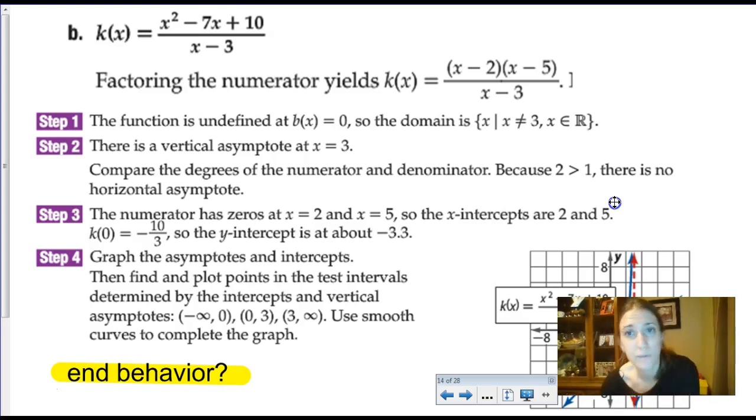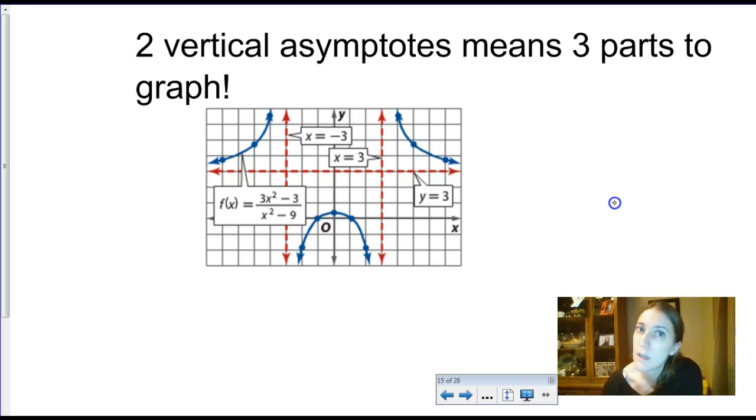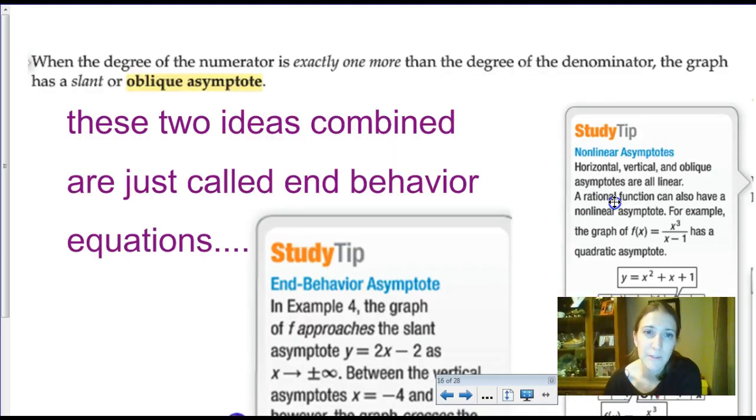This is not on your notes. So if you'd like to pause the video and read through this, you go right ahead. This is straight out of your book, though. This says 2 vertical asymptotes means you have 3 parts. That kind of makes sense. It's almost like a piecewise function in a sense, where you have these boundary restrictions, and your function is going to have stuff happening on every side of them. So just watch out. Sometimes the window on our graphing calculator isn't appropriate, so we have to be careful.